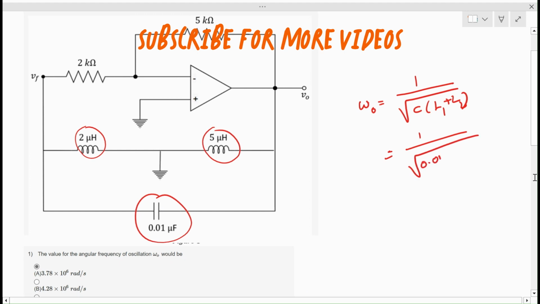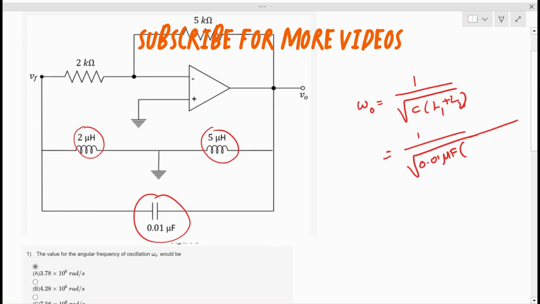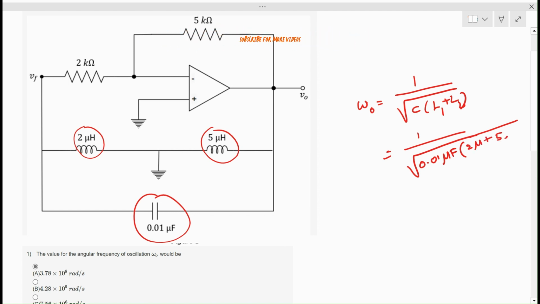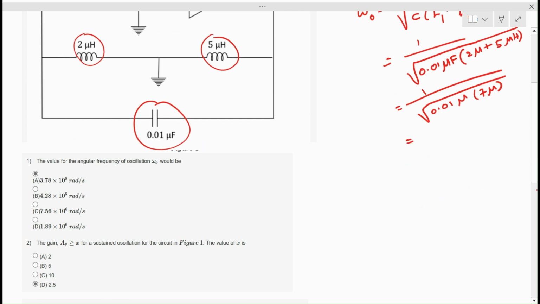C is nothing but 0.01 microfarad, and L1 and L2 are 2 microhenry plus 5 microhenry, and that is nothing but 1 divided by square root of 0.01 micro into 7 micro. If we solve this one, we will get 3.78 into 10 power 6 radian per second. So the given option is A.